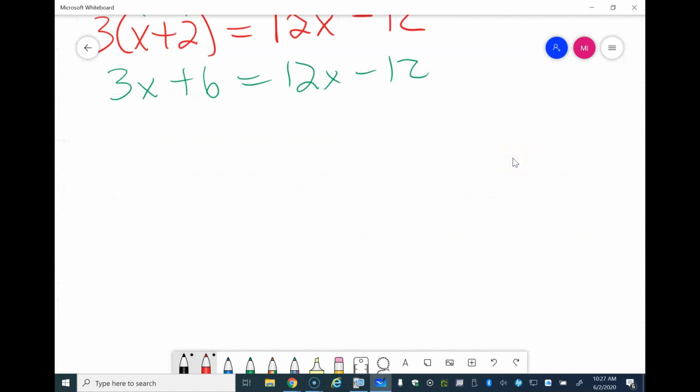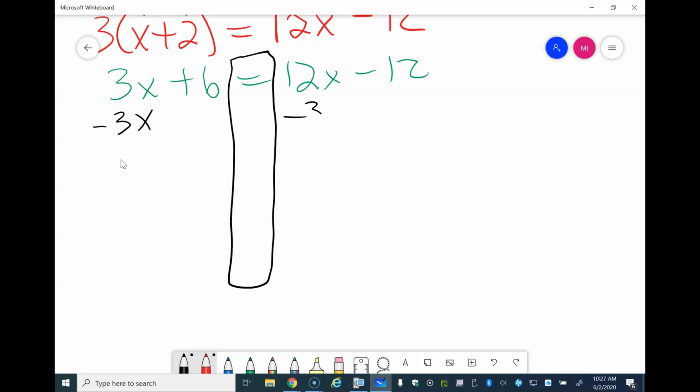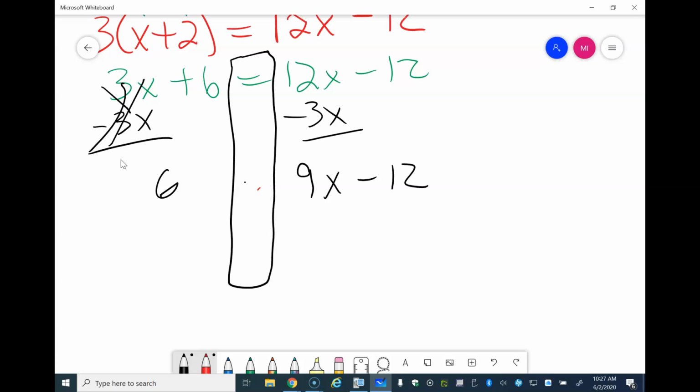So let's put up the wall or the fence and start moving x's to one side and just numbers to this side. It does not matter. I know I've been moving everything to the left, but just to show you, it really doesn't matter. I'm going to move minus 3x over to this side. This cancels out, leaving me with just 6 is equal to 9x minus 12.